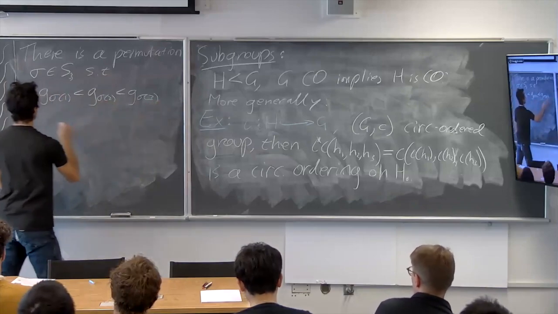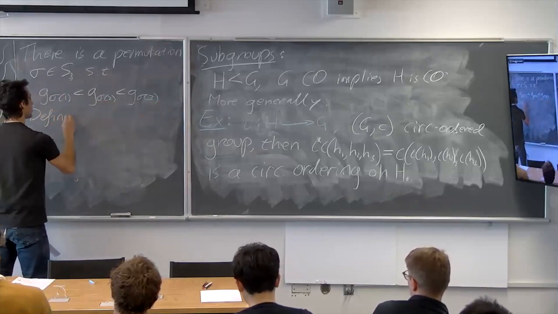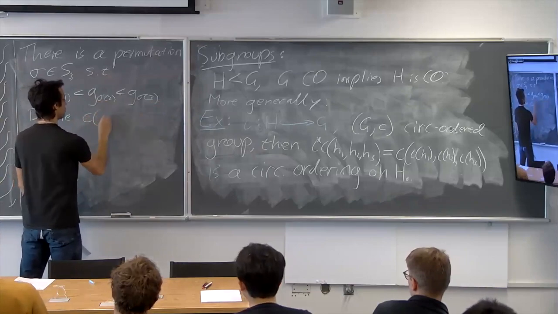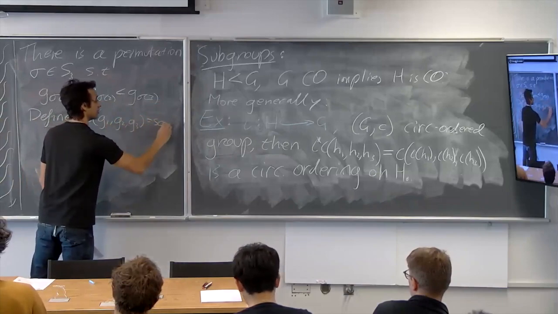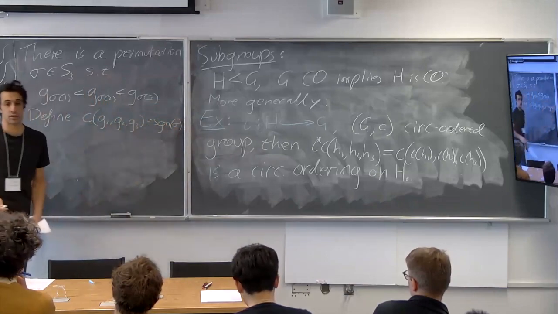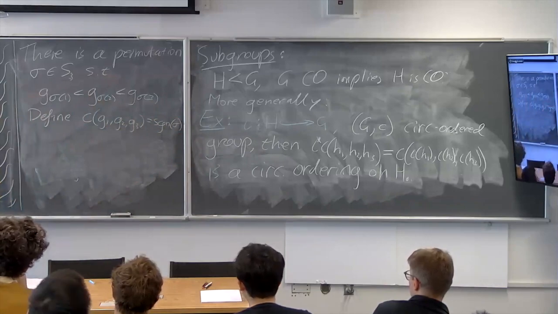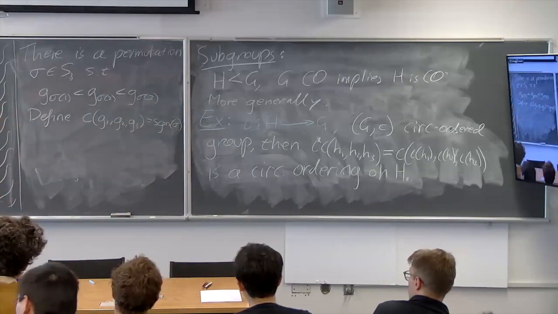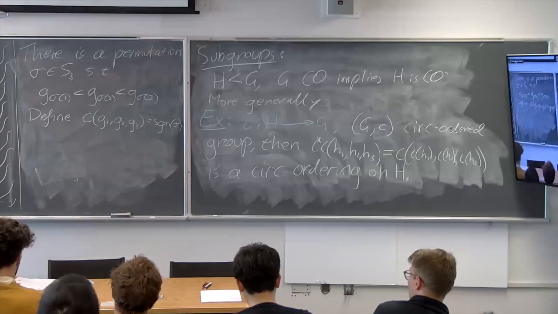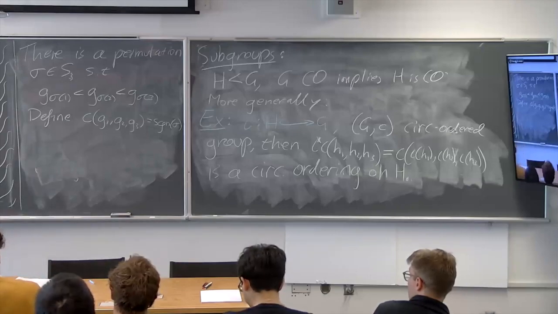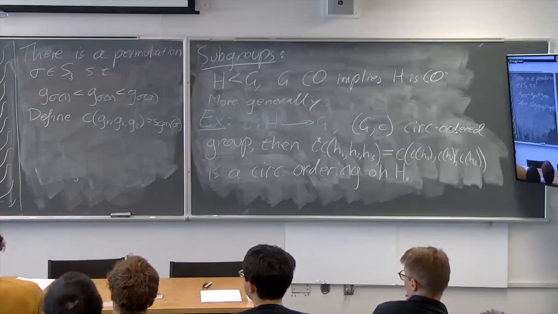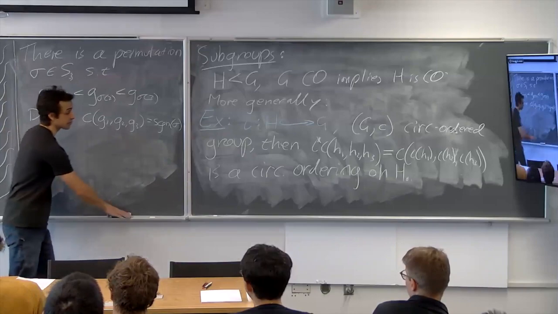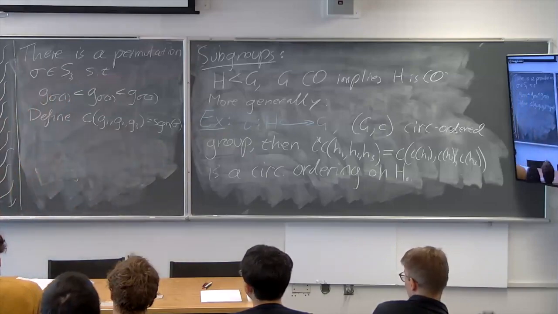So then define B of g1, g2, g3 to be the sign of sigma, the sign of the permutation. And that does the job, and then you can check. The rest of the details are in the exercises. That's with most things. So all our examples of left orderable groups are circularly orderable, although not in a very interesting way at this point. Free groups, surface groups that came out before, free products of left orderable groups will be shown to be left orderable. So we'll have those as well.